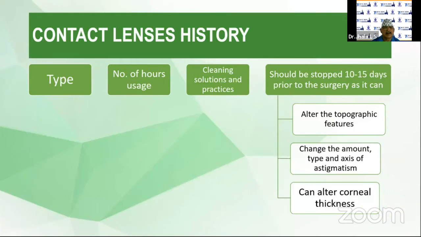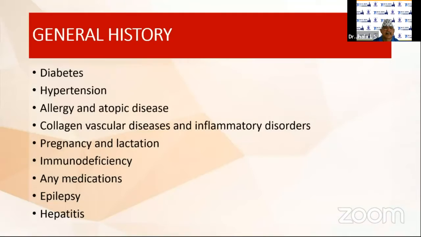Another important aspect is contact lens history. What type of contact lenses the patient is using, how many hours a day, and what cleaning solutions and practices he follows for cleaning them. At least for soft contact lenses, they should be stopped 10 to 15 days prior to the surgery, and for rigid lenses, 3 to 4 weeks, because otherwise they can alter the topographic features, and change the amount, type, and axis of astigmatism. Sometimes they can also alter the corneal thickness.